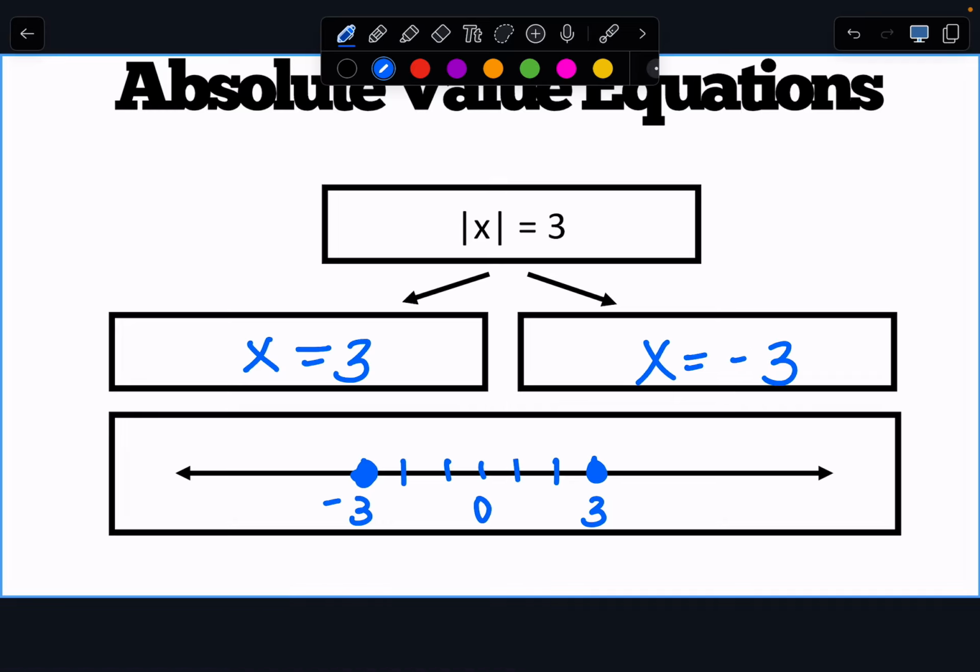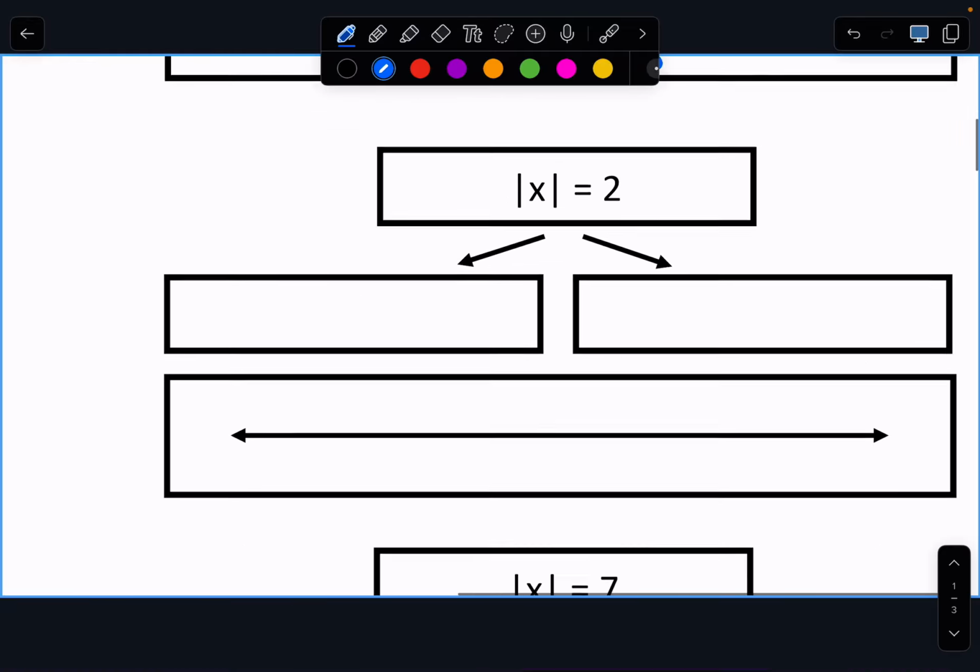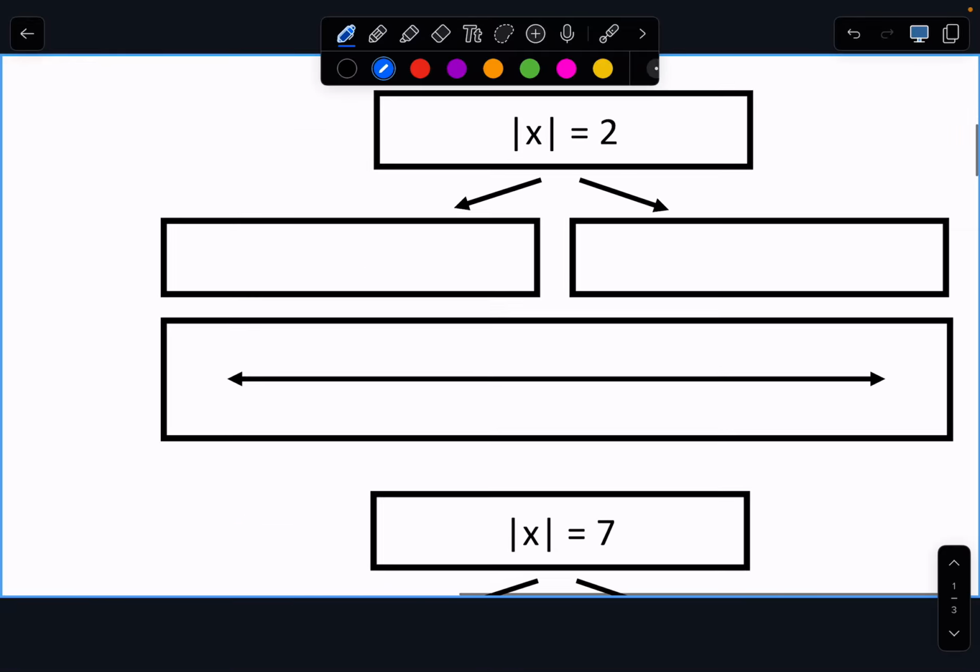Okay, notice how 3 and negative 3 are equidistant from 0. Liliana, what are our two answers here? 2, or x equals 2 and x equals negative 2. Yep.